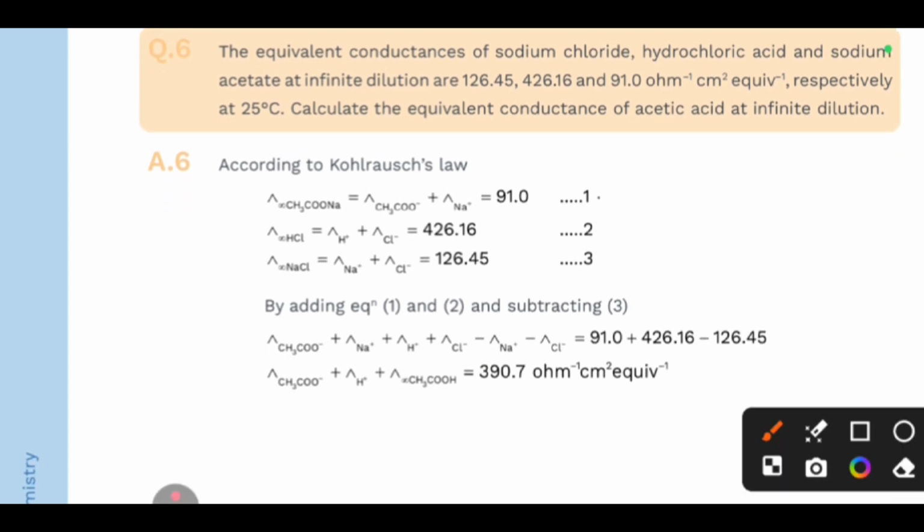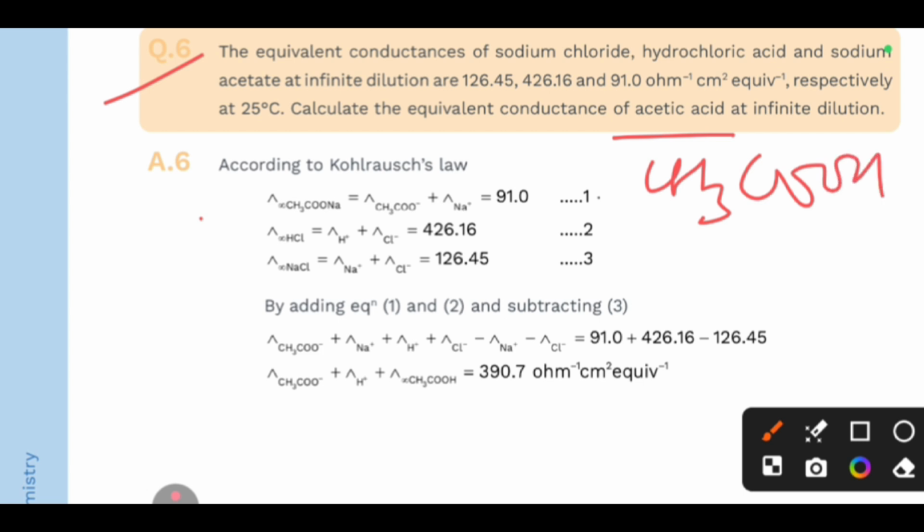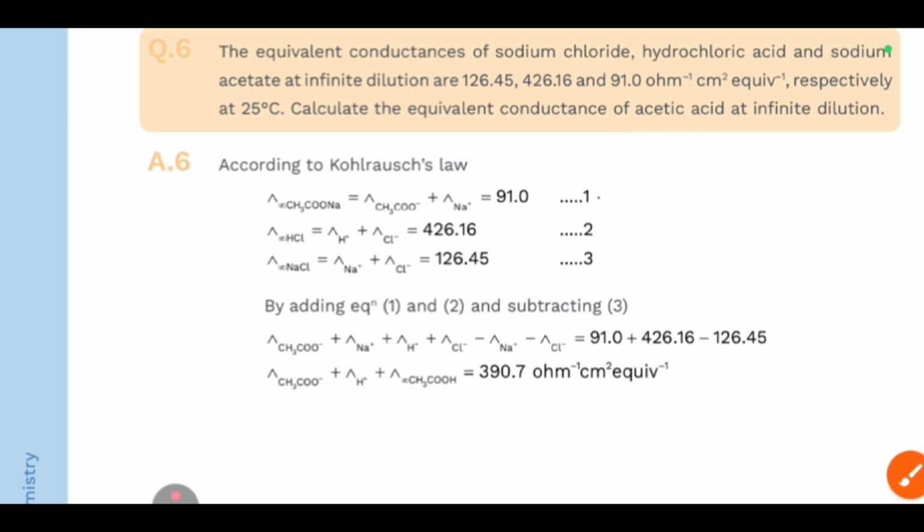One numerical is also given to you on the basis of Kohlrausch's law. We have already done it. You need to solve for acetic acid, that is CH3COOH, by taking the values of the CH3COO and H positive ions. All values are given to you for sodium chloride, hydrochloric acid and sodium acetate. So you have to add hydrochloric acid and sodium acetate and subtract sodium chloride. Finally you will get the answer 390.7.